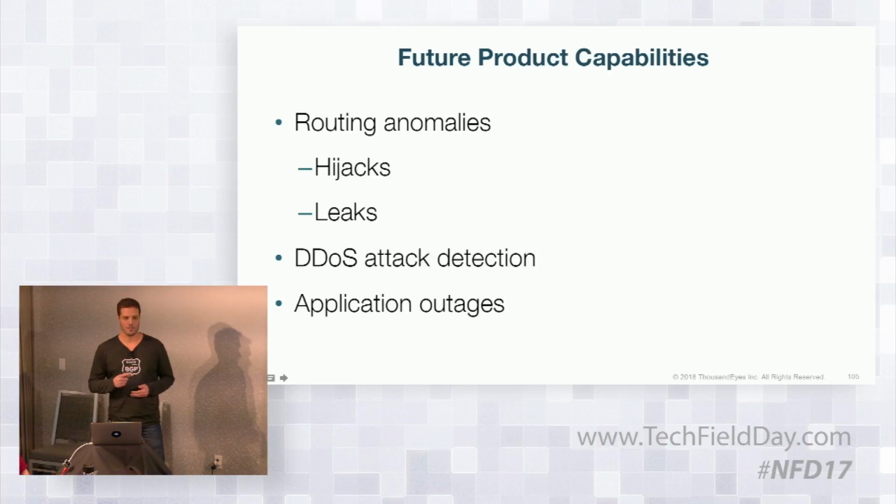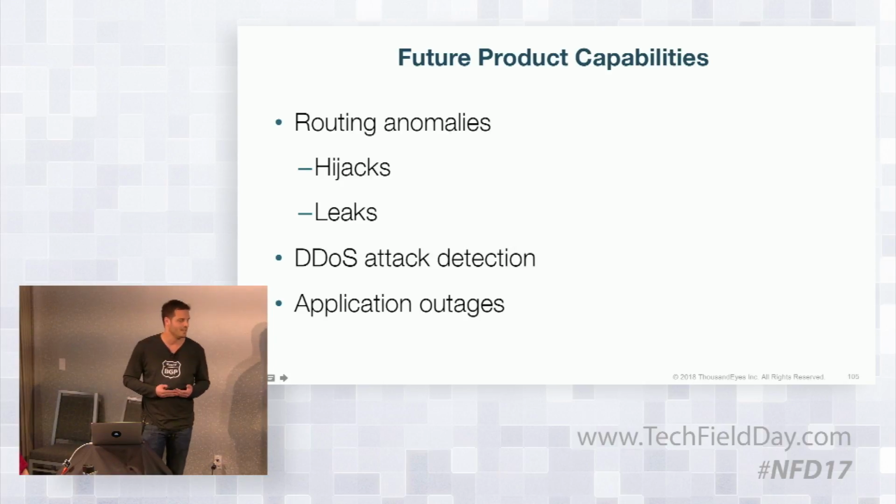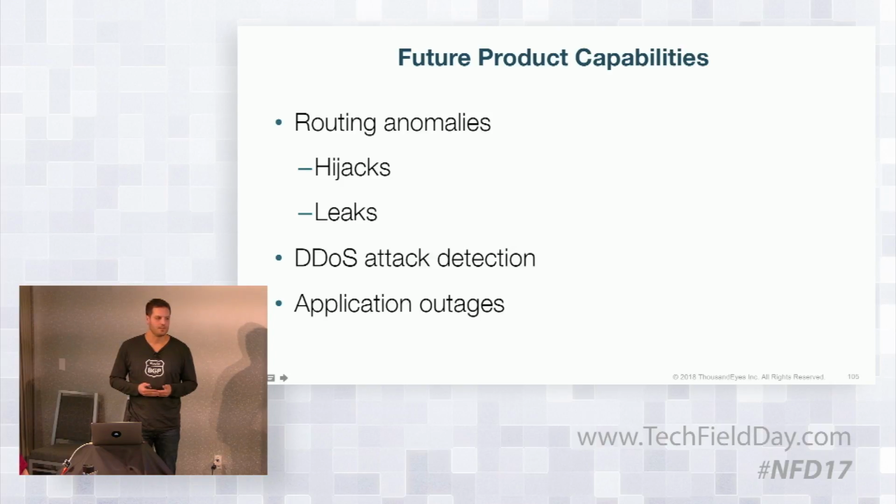The distinction we make between hijacks and leaks is that a hijack is when the origin ASN is the one announcing a prefix that belongs to someone else. A leak is a case where there's actually a policy violation. So the famous case of Amazon last year, where it started announcing customer routes to other customers, for example.